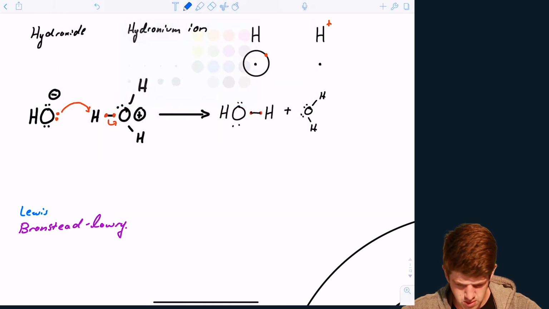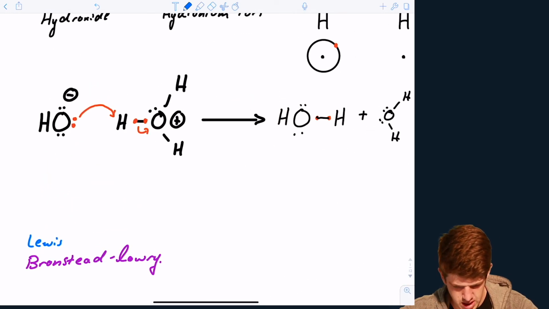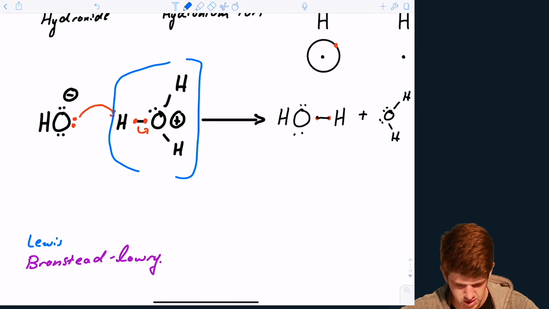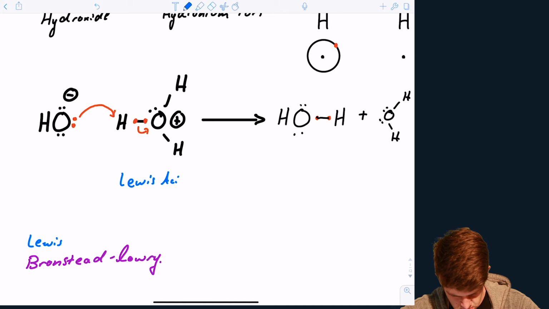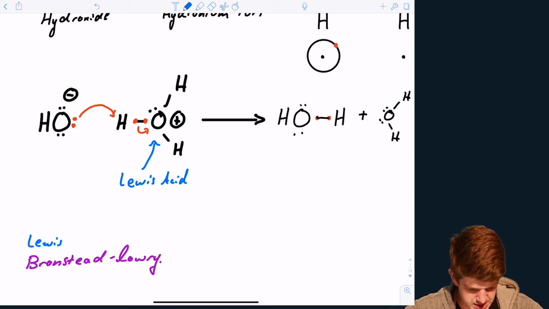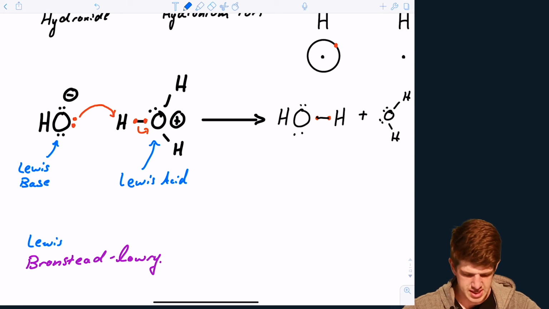So, what did we say our definition was for Lewis acid? A molecule that accepts a lone pair. Well, what accepts a lone pair? Well, this molecule did, or I should just say this molecule because this is all one molecule right now. This accepted that lone pair from hydrogen as it was deprotonated. So, this will be my Lewis acid. And what donated the lone pair? That would be my Lewis base, and that was the OH minus.